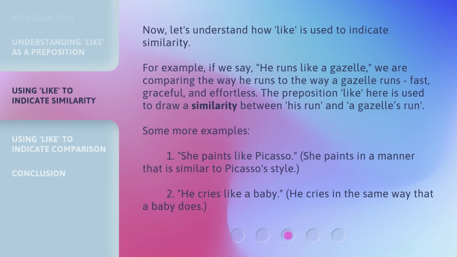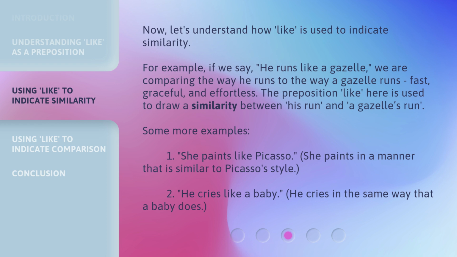Now, let's understand how like is used to indicate similarity. For example, if we say, he runs like a gazelle, we are comparing the way he runs to the way a gazelle runs. Fast, graceful, and effortless. The preposition like here is used to draw a similarity between his run and a gazelle's run.